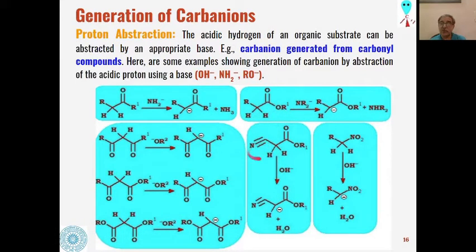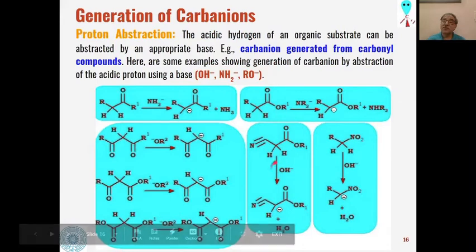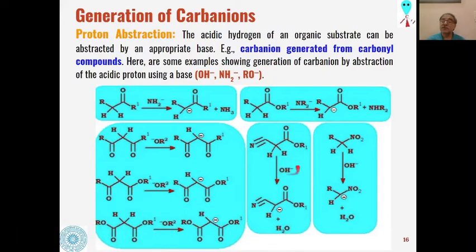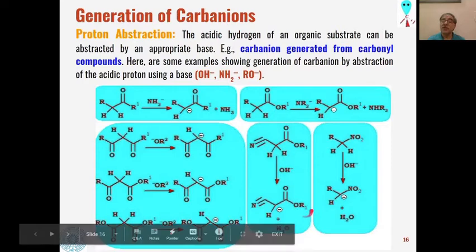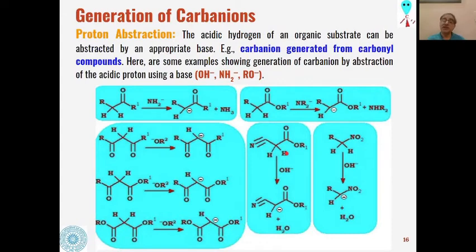Then these types of compounds are called active methylene compounds. So these methylene protons are very acidic due to the presence of these two electron withdrawing groups, cyano over here and ester group over here. And such molecules can easily undergo abstraction of proton by a base. Say, hydroxide ion can abstract this proton, and carbanion can be generated. So these are examples of active methylene compounds producing carbanions.